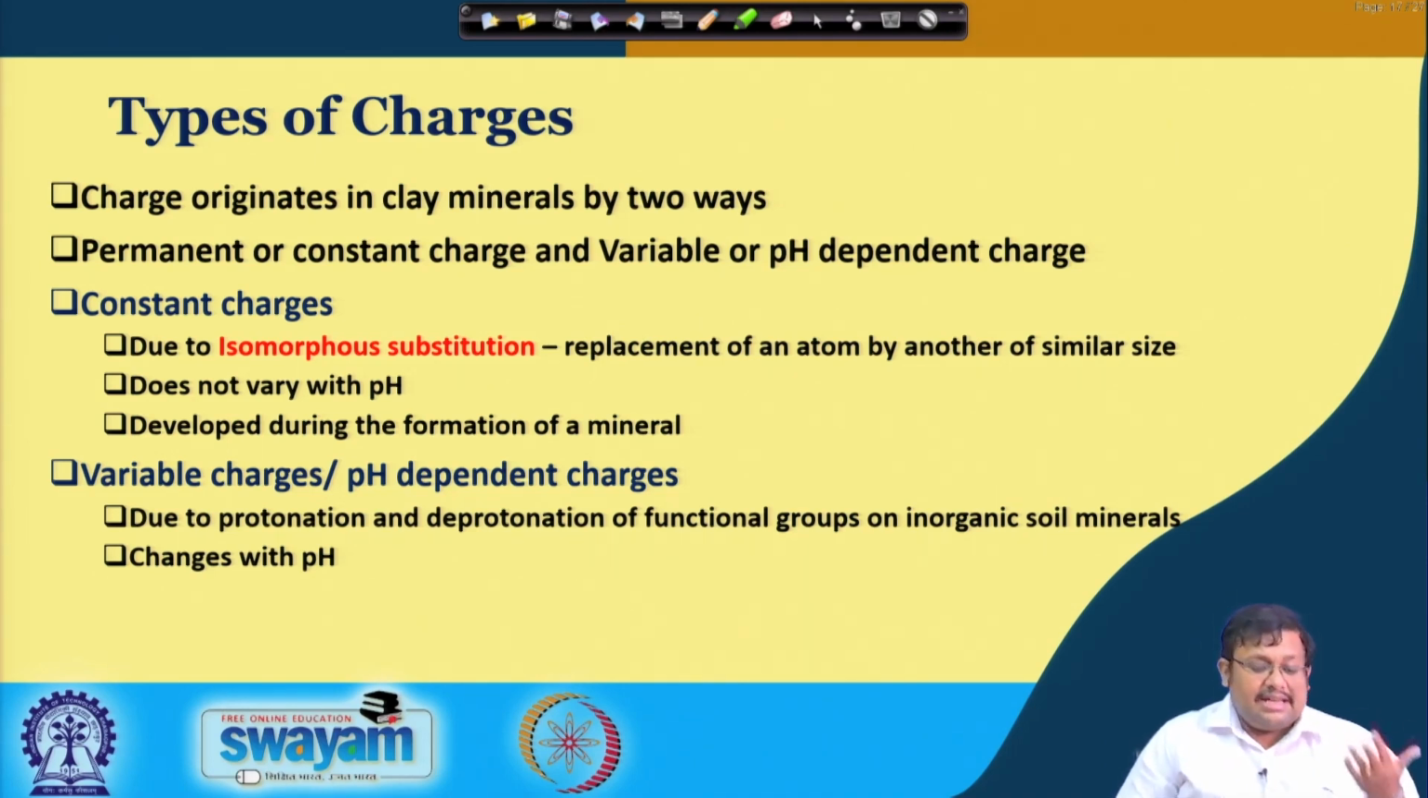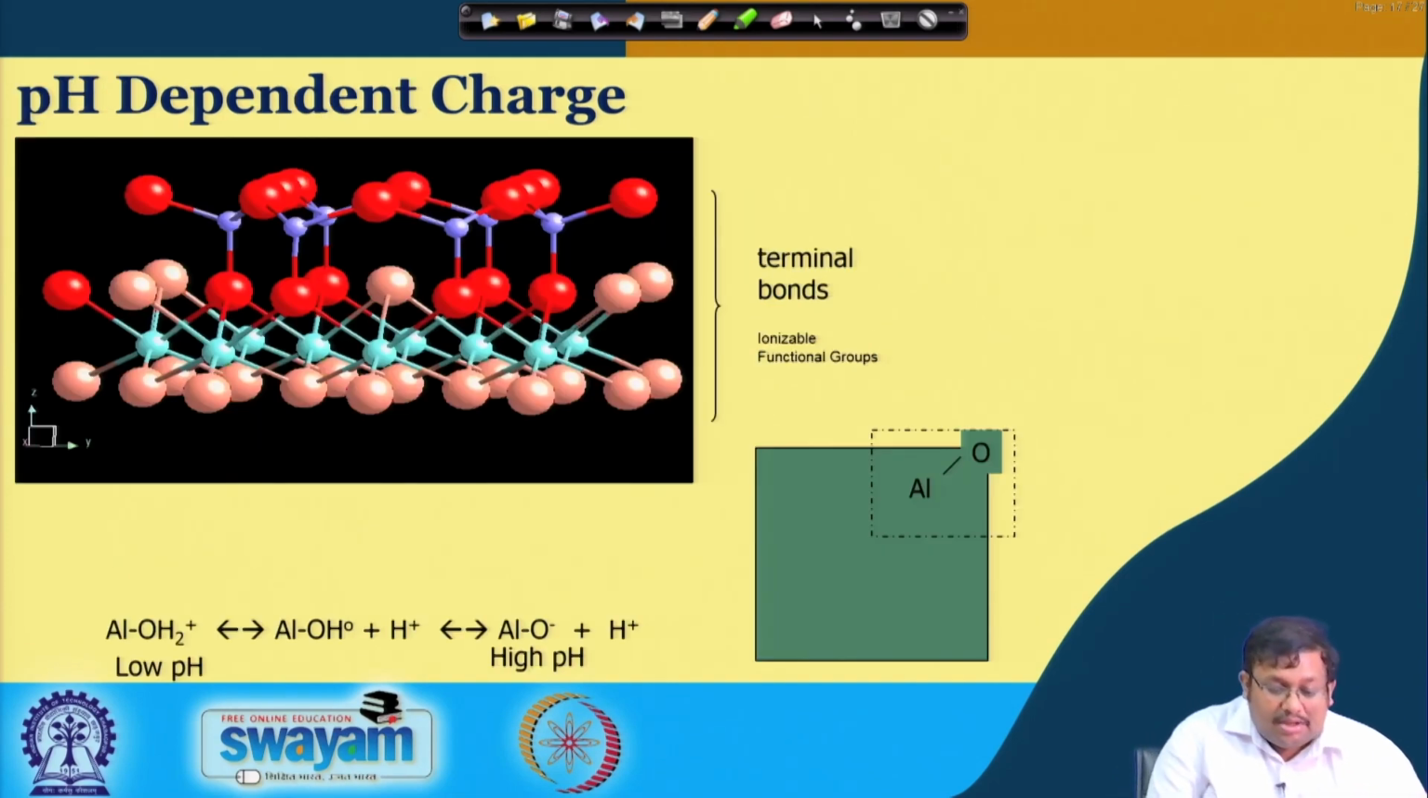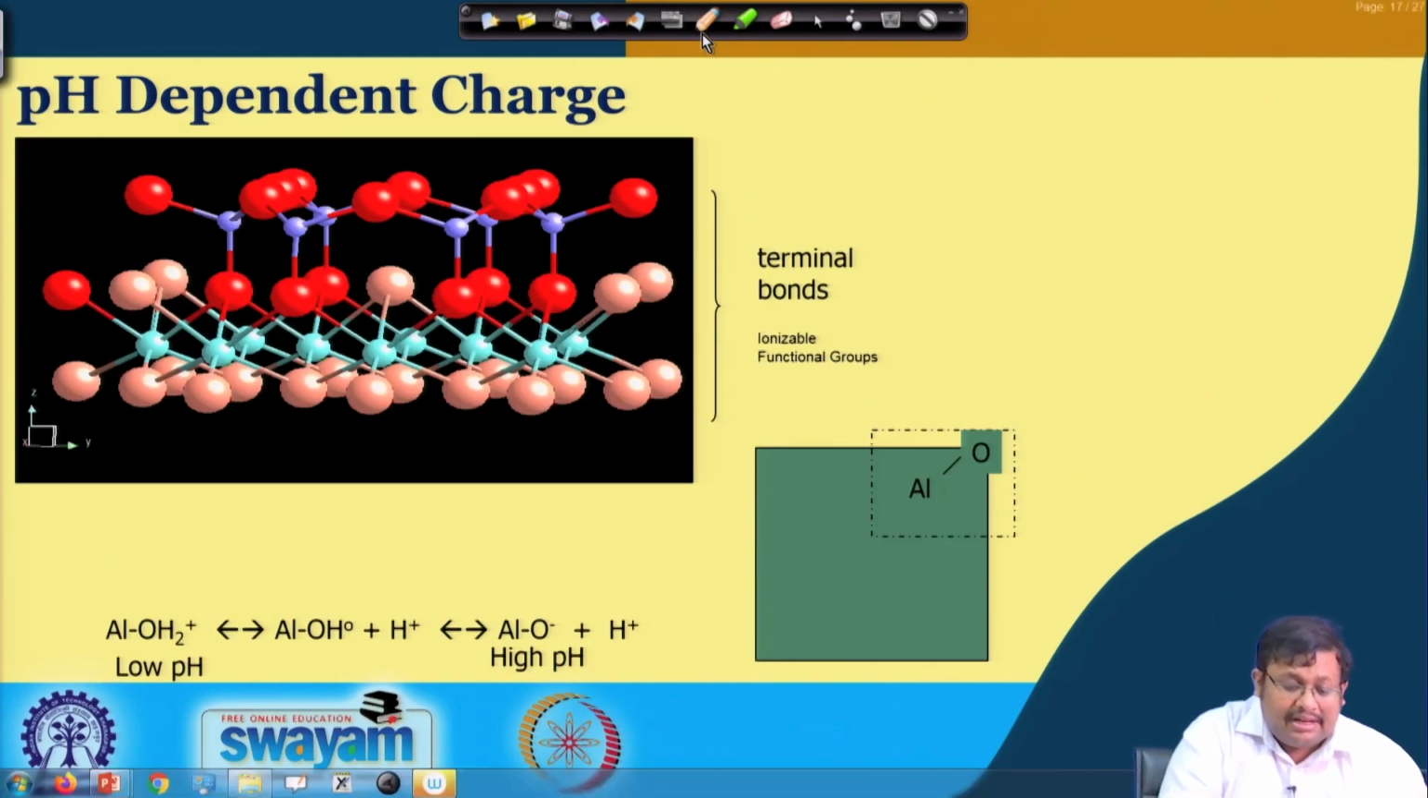Another type of charge is called variable charge or pH dependent charge. It occurs due to protonation and deprotonation of functional groups on inorganic soil minerals. It basically changes with the pH. At the edge of the mineral, there are some hydroxyl groups present.